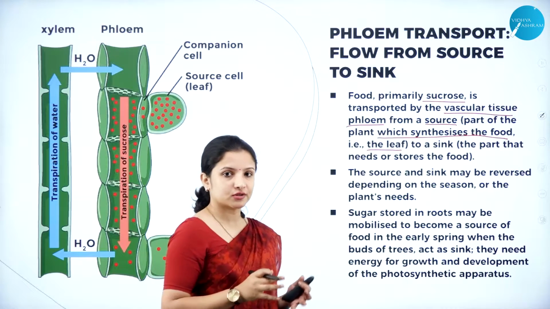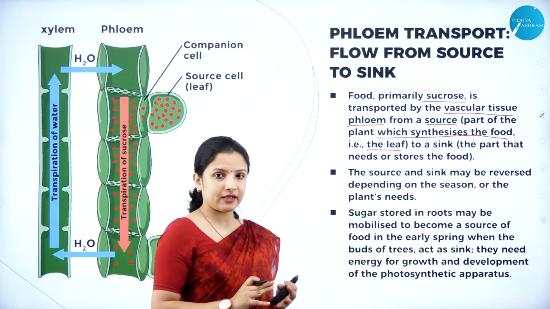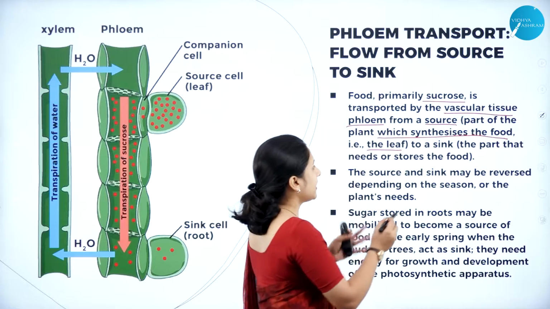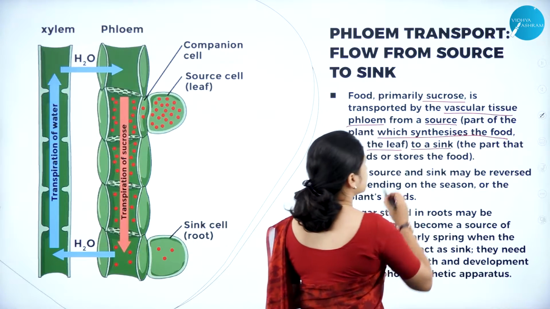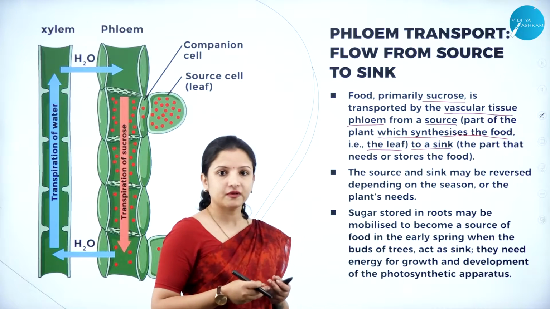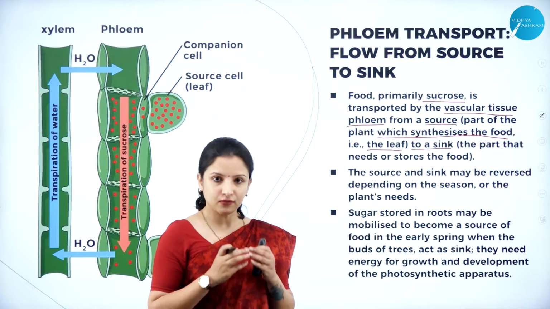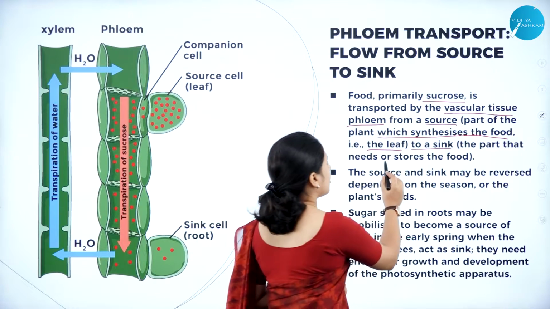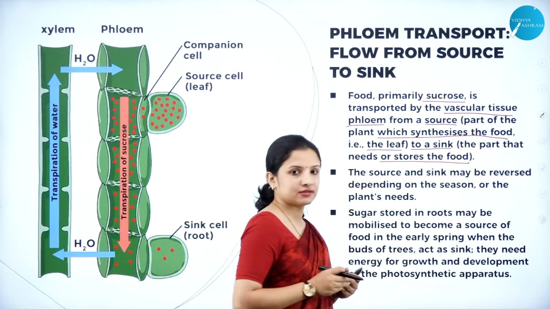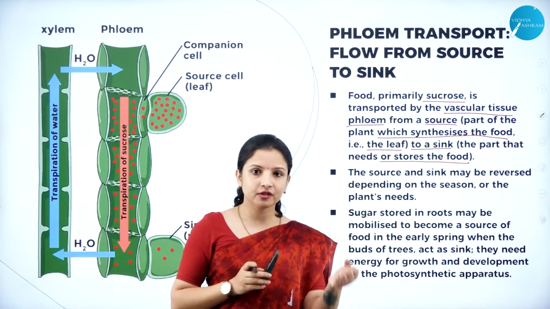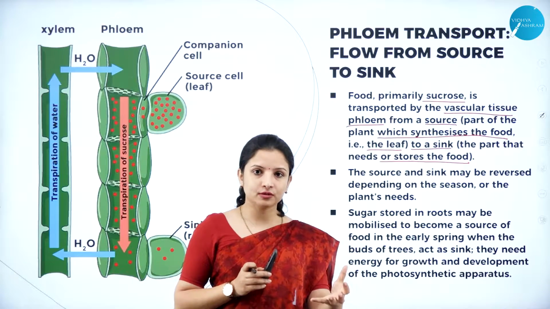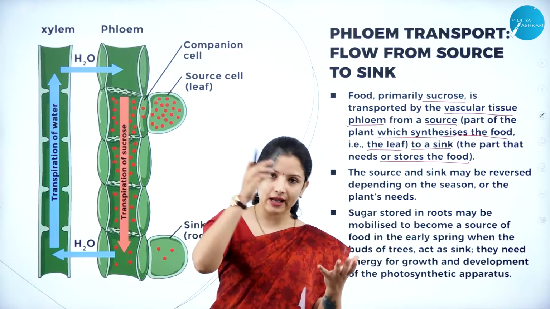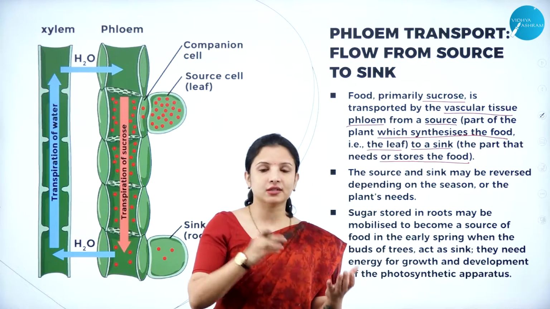Leaf is the source because it contains the food material, that is glucose, which has been converted into sucrose, and then it is transported to the sink. So the sink is the part of the plant that actually needs the food. What is in need of the food, or the one that stores the food, is the sink. The one that has the food is the source, that is the leaf, and the one that needs the food, and therefore accepts it from the source, is the sink.